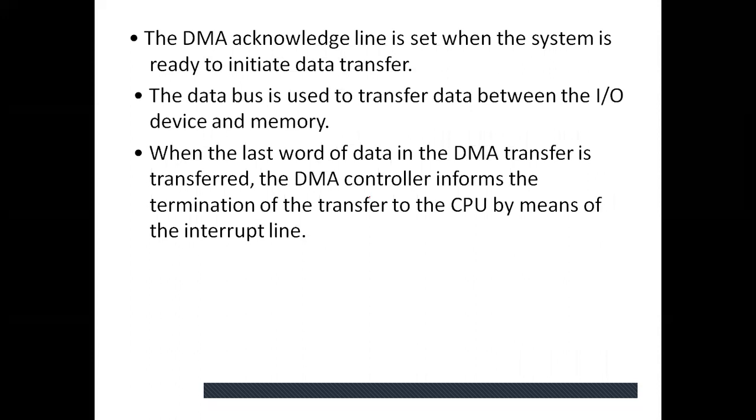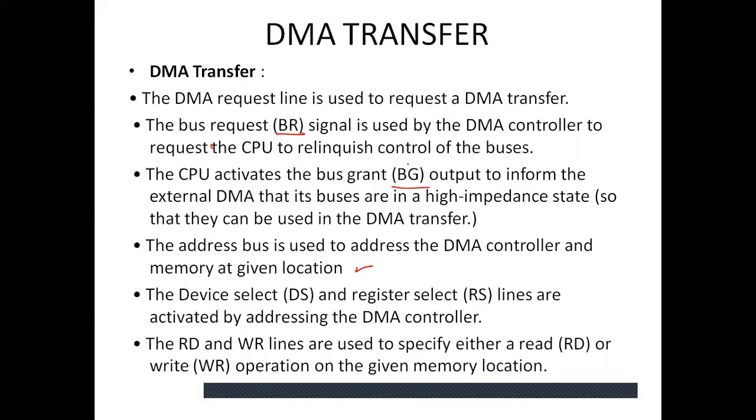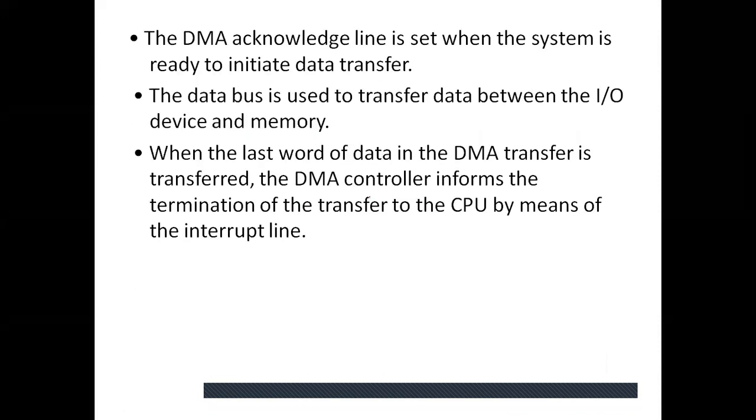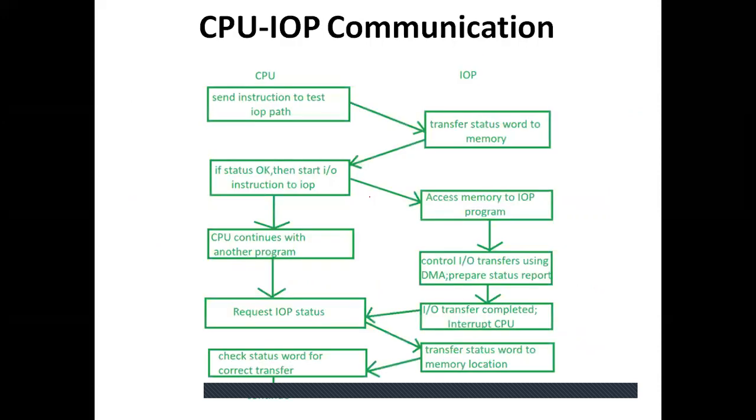So you can study this theory in the later part. This is the diagram. By making use of the diagram, you can study the theory part, right? And next one is CPU to IO communication. CPU to IO communication means how the CPU and the input output are going to communicate. What is the sequence of steps that are going to be done when CPU IOP communication takes place? Here I'll explain by making use of this diagram.